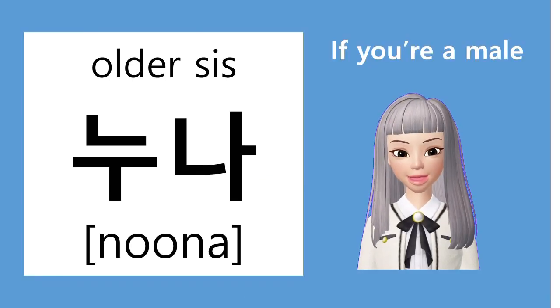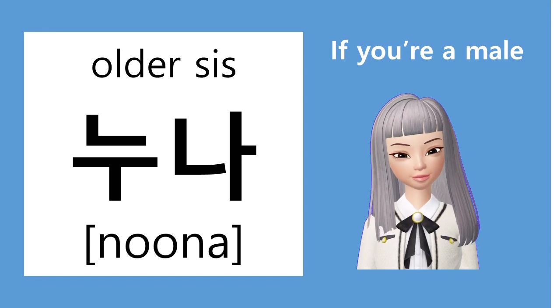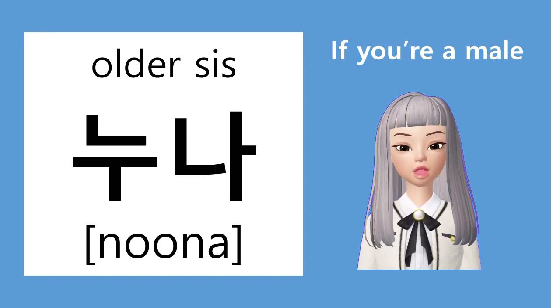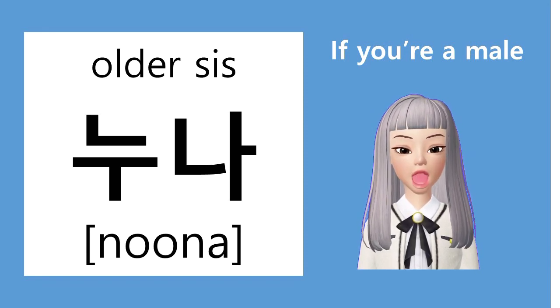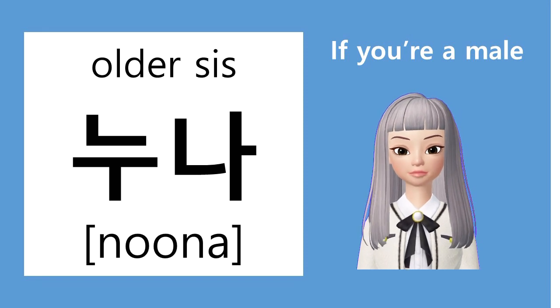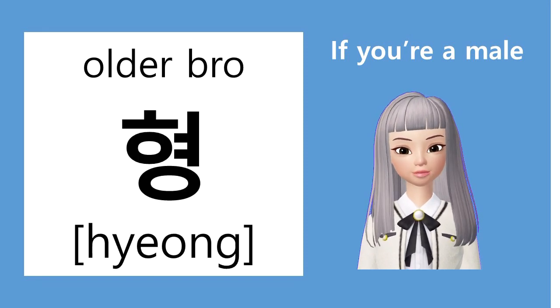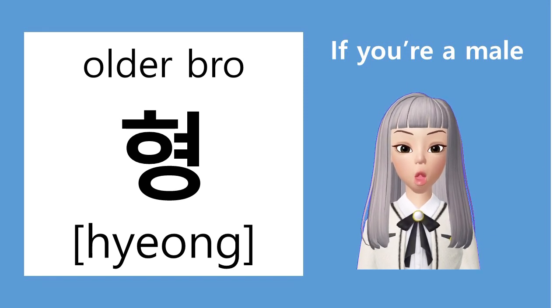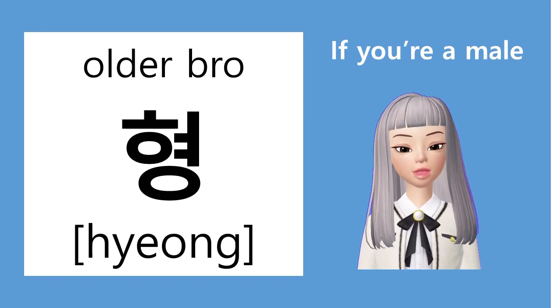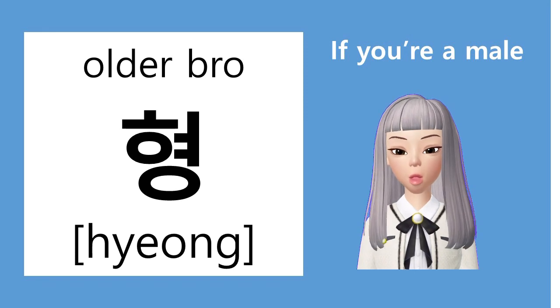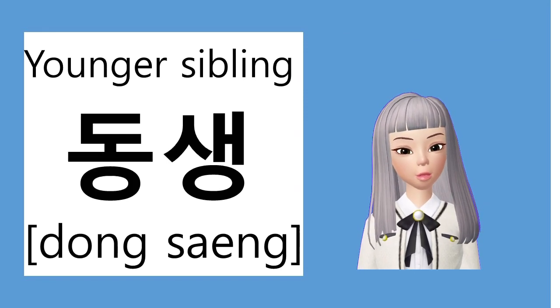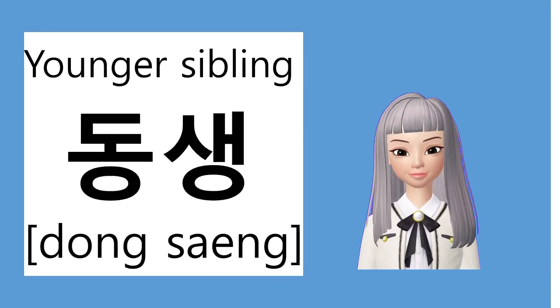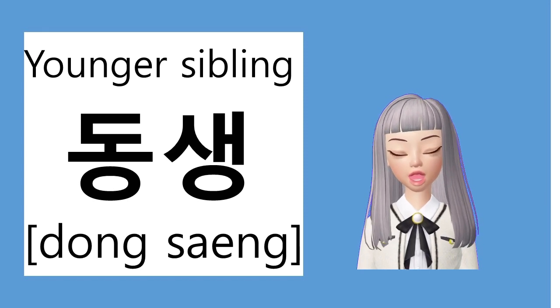On the other hand, if you're male, your older sister is 누나. If you're male, your older brother is 형. For younger siblings, your gender does not matter. Younger sibling is just 동생.